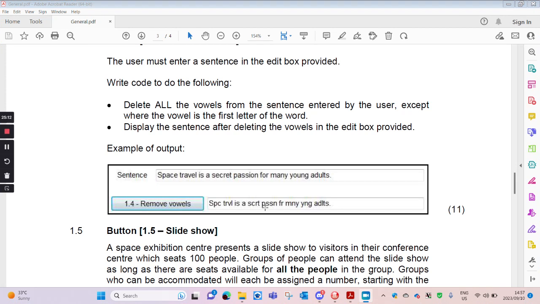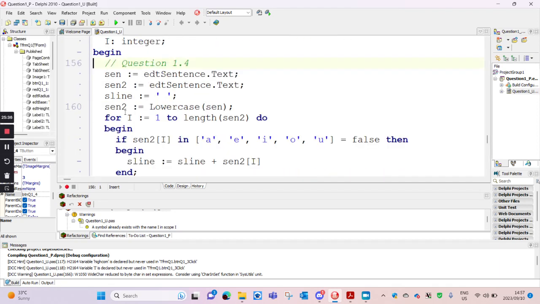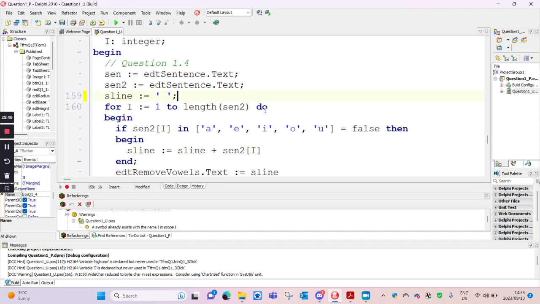Yes, and I agree with that as well, because of the way they asked the question. Delete all the vowels from the sentence. This means it is a sentence, so only the first letter will be a capital letter. So you can assume everything else will be small letters. You don't need to watch out for that. So that's good. Let's look at this one. We didn't need to worry about lowercase, since it would be lowercase irrespective, but it's maybe good to have it just in case.